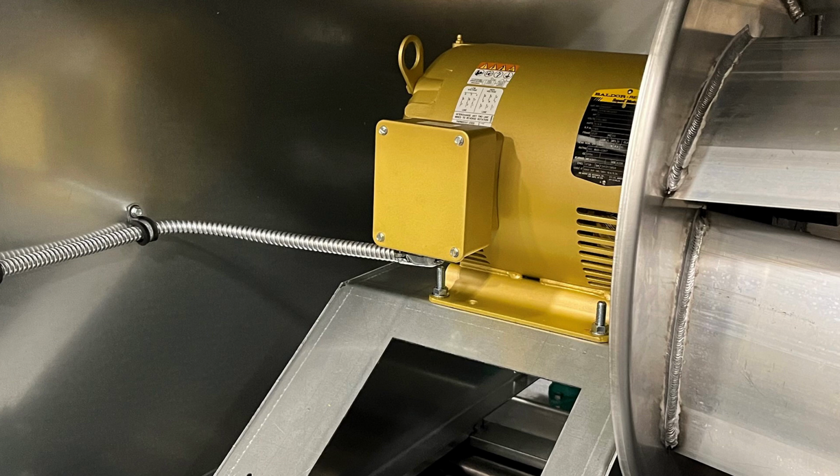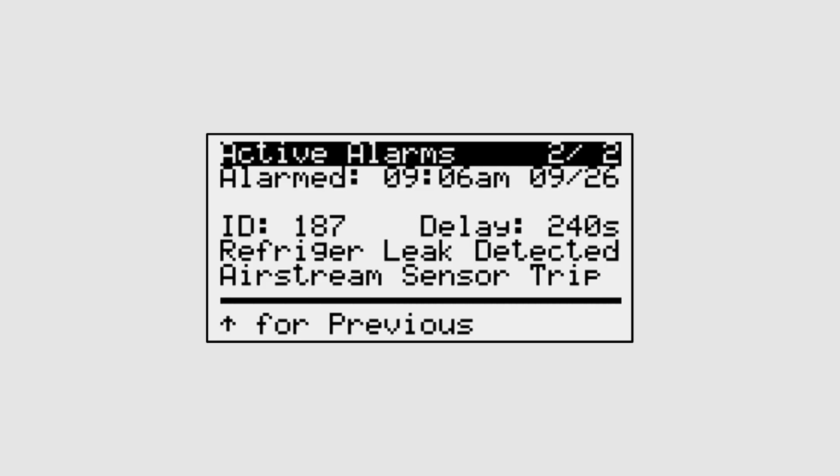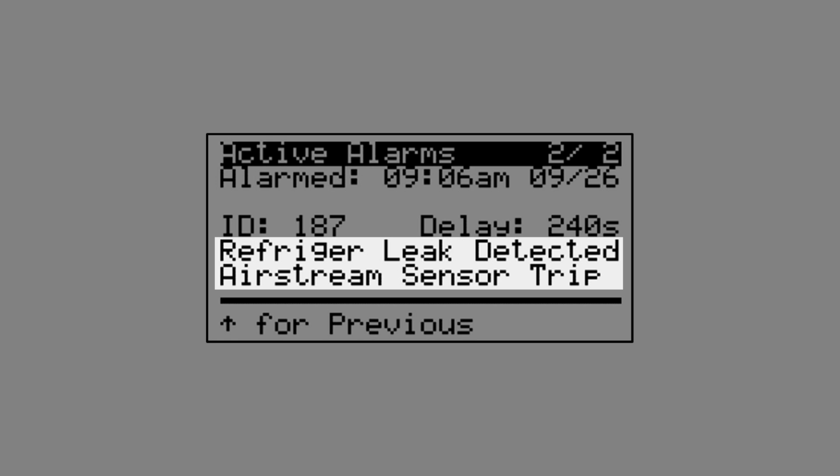The unit can connect to a damper and send an open command when the fan starts so that ductwork is not damaged. The sensors will display one of 4 light codes to indicate the sensor status. Solid green is for sensor power-up and self-test. Blinking green is normal operation. Solid red is an alarm state, meaning gas has been detected. If the light is blinking red, replace the sensor. This example shows an Airstream sensor trip where the system has detected a refrigerant leak. Before starting to repair a leak, wait until the safety sequence is finished.